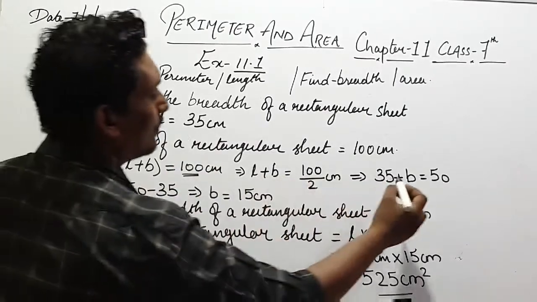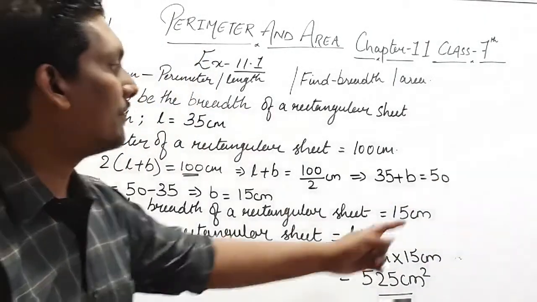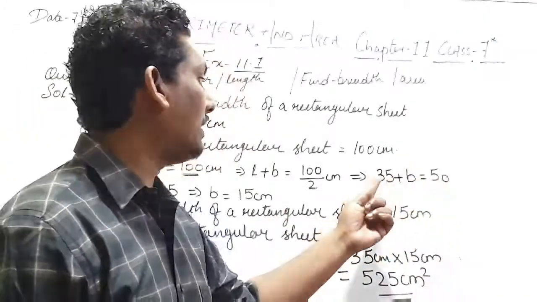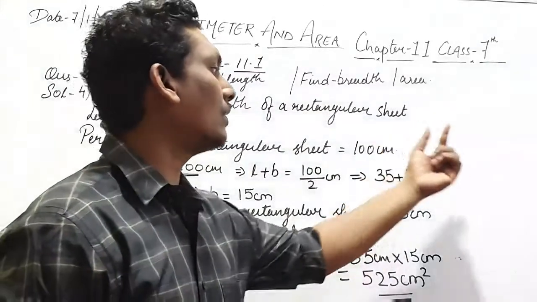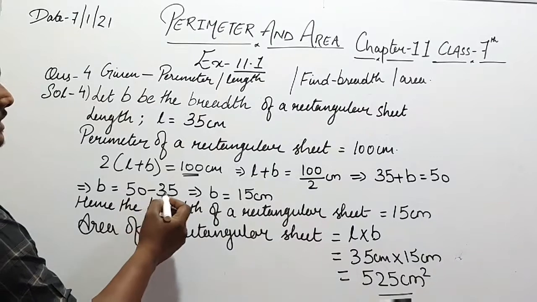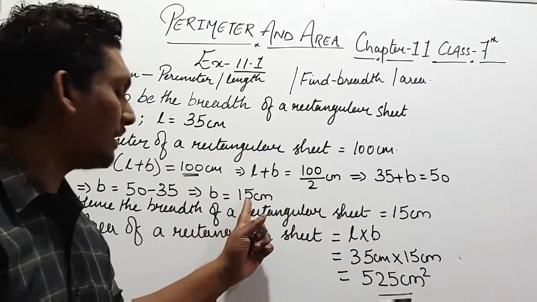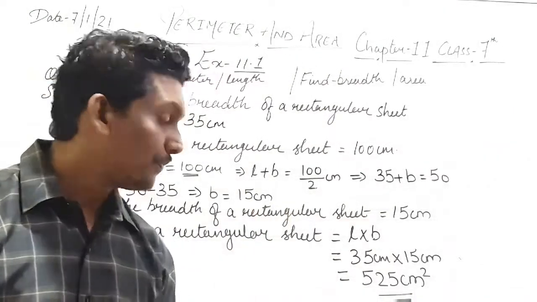Now come to this side. So breadth is equal to 50, and we have to transpose this 35 to the RHS. When this plus 35 goes to this side, it will become minus. So 50 minus 35, that is 15. So the breadth is 15 centimeter now.